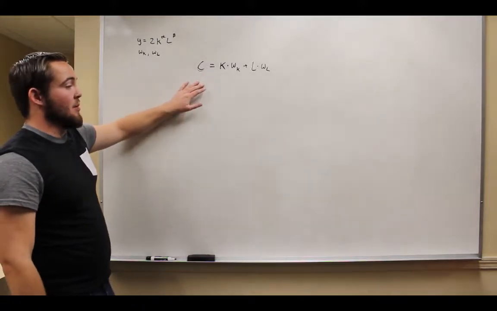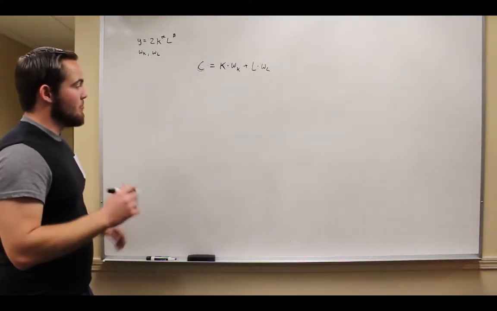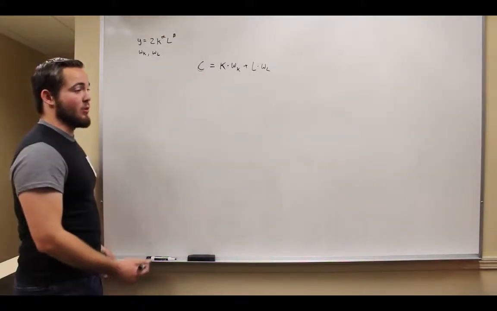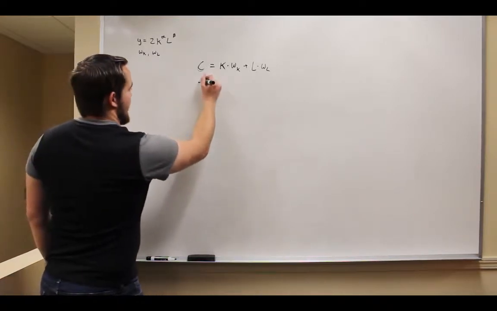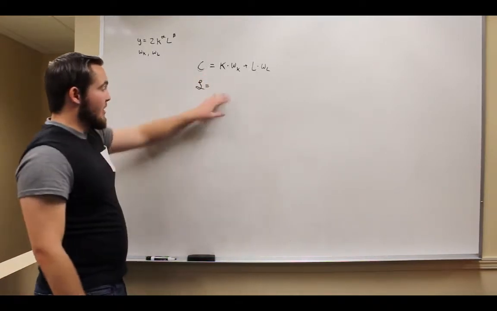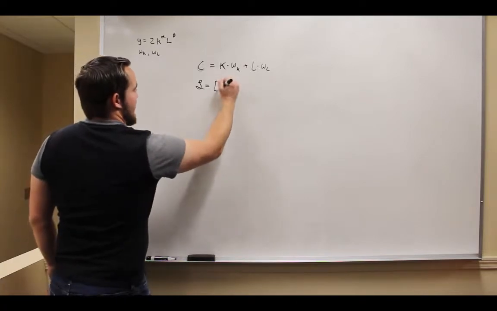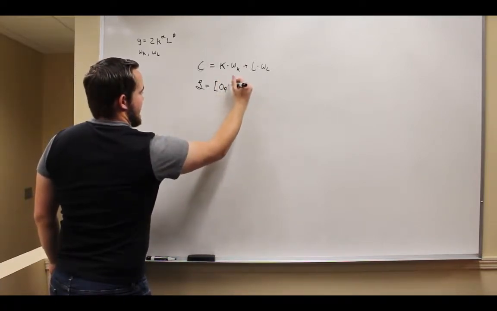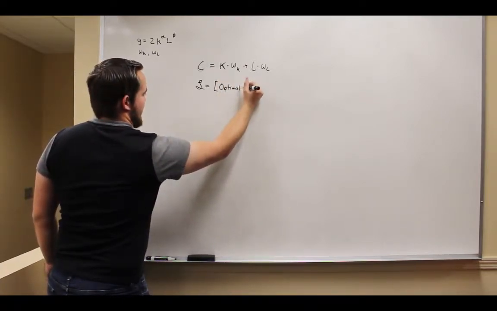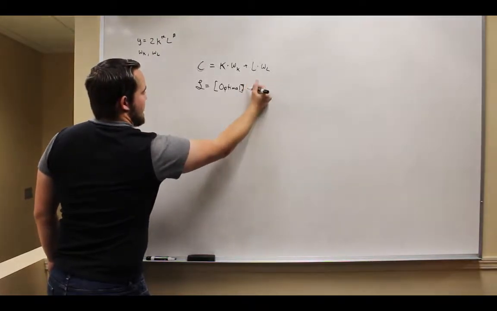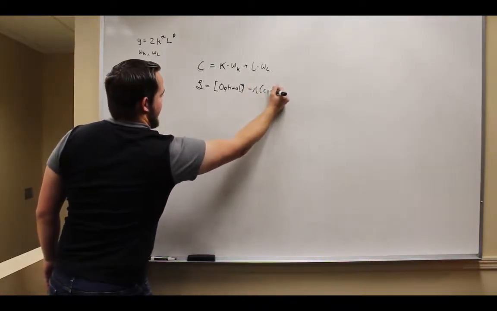Now what we have to do is set up the Lagrange. Now, remember, a lot of people make the mistake doing the Lagrange for producers. When we write a Lagrange, we have to remember that it's the optimal function minus the lambda times our constraint.